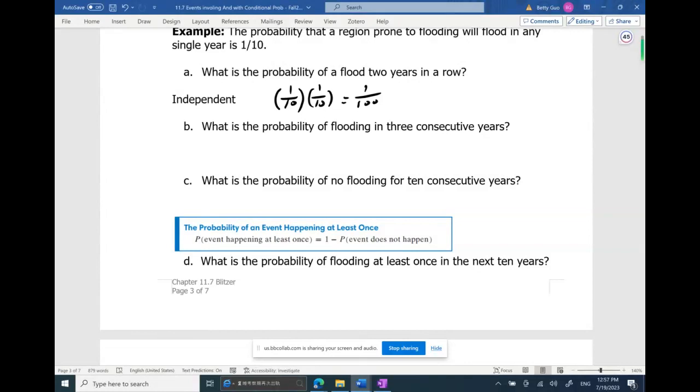Part B, what's the probability of flooding in 3 consecutive years? First year flood, second year flood, third year flood. So you get 1 over 1,000.